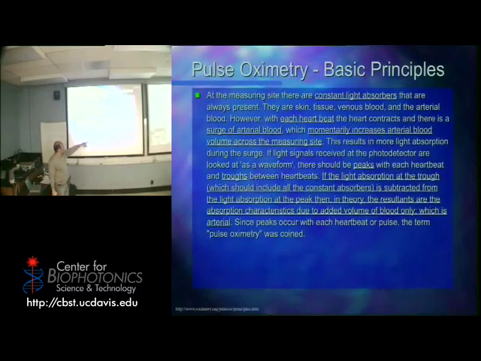So the peaks occur with each heartbeat, so it started to be called pulse oximetry. Now you start to get a sense of why it's so important to measure the pulse. If the unit can't see that difference, then it can't get a reading, because it doesn't know if it's measuring the peak in your arterial blood oxygenation.